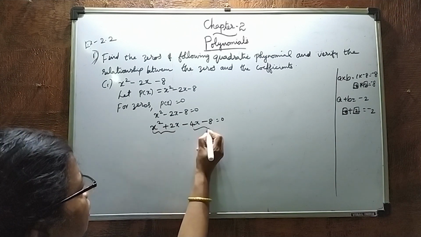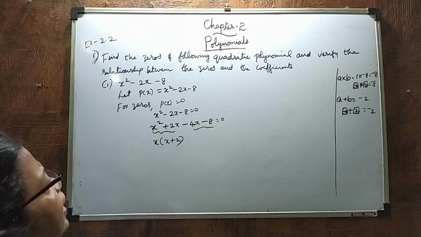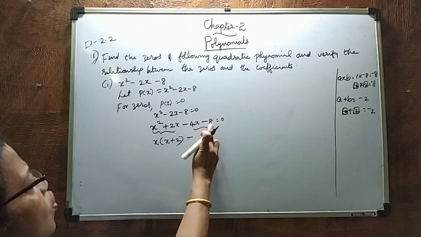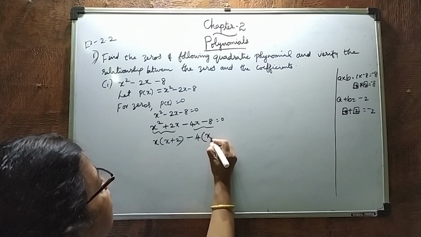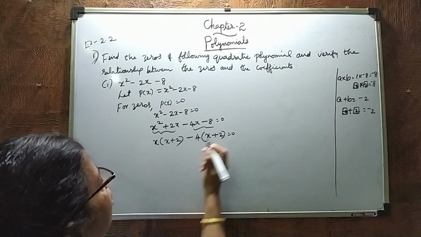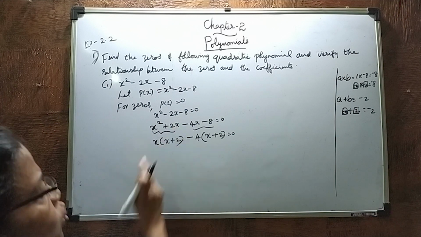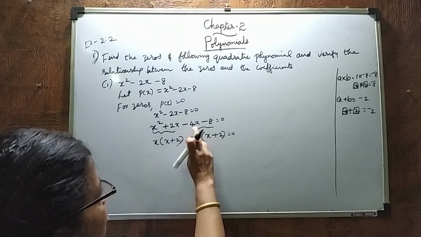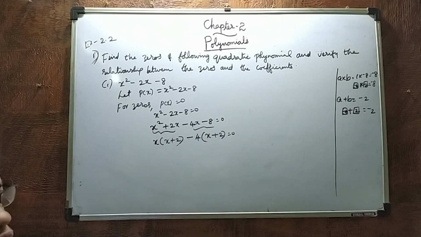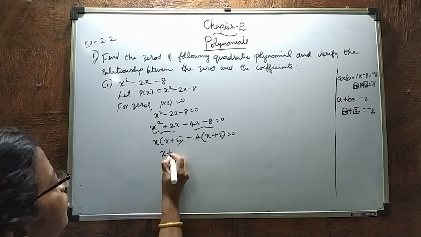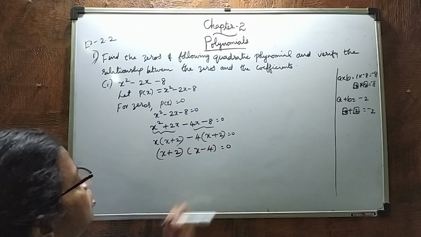Now take these two terms: x outside, it will be x plus 2, and then minus 4 into 2, where 4 is common for both of them, so minus 4 into x plus 2. Just check whether it is correct: x into x is x square, x into 2 is 2x, minus 4 into x is minus 4x, and minus 4 into 2 is minus 8. So it is correct. So x plus 2 into x minus 4 equals 0.